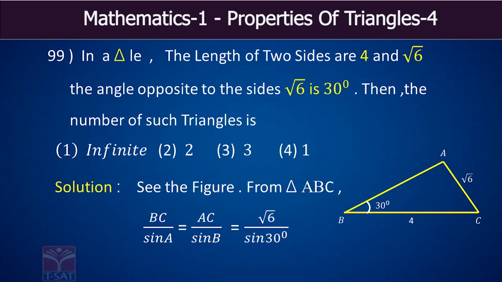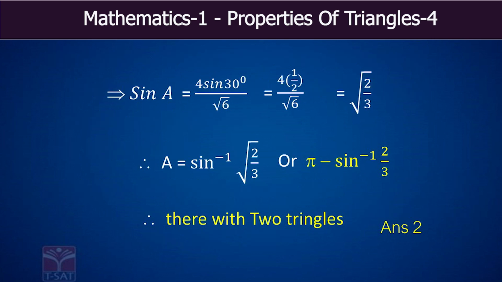From triangle ABC, by the sine rule, BC/sin A is equal to AC/sin B, which is equal to root 6/sin 30. That is, sin A is equal to 4 sin 30 by root 6, that is 4 into 1/2 by root 6, which is square root of 2/3. Now, A is equal to sin inverse of root 2/3 or pi minus sin inverse of root 2/3. So there will be 2 results, so the number of triangles will be 2. One is the angle with sin inverse of root 2/3 and the other is the angle with pi minus sin inverse of root 2/3.